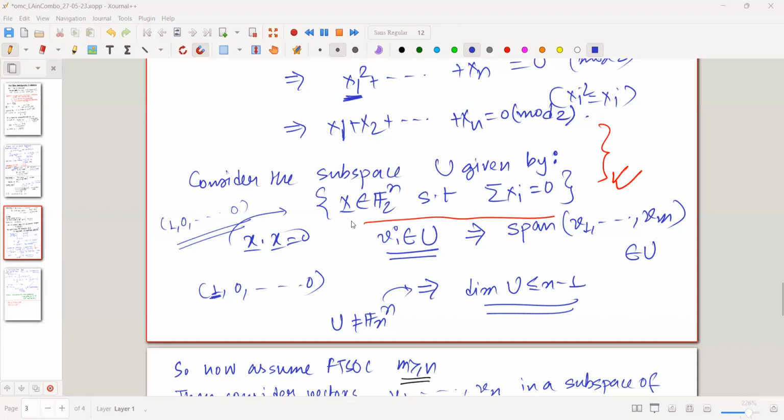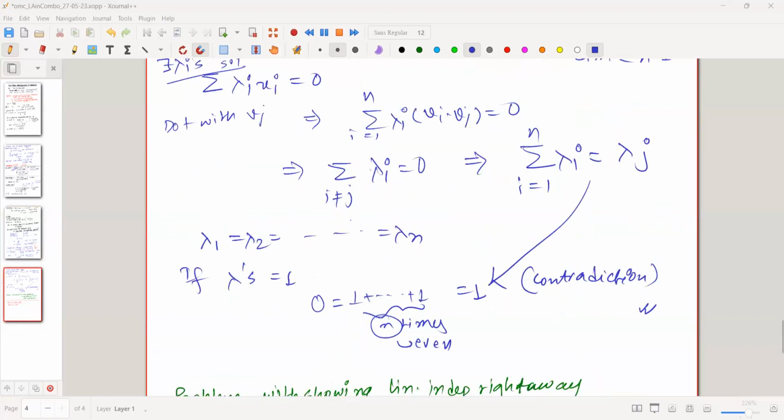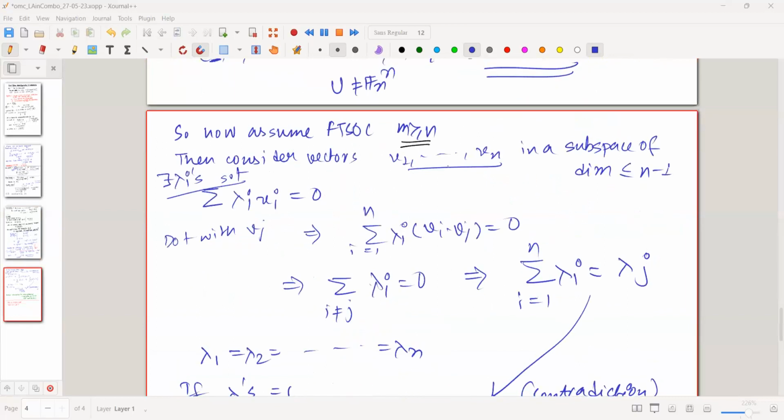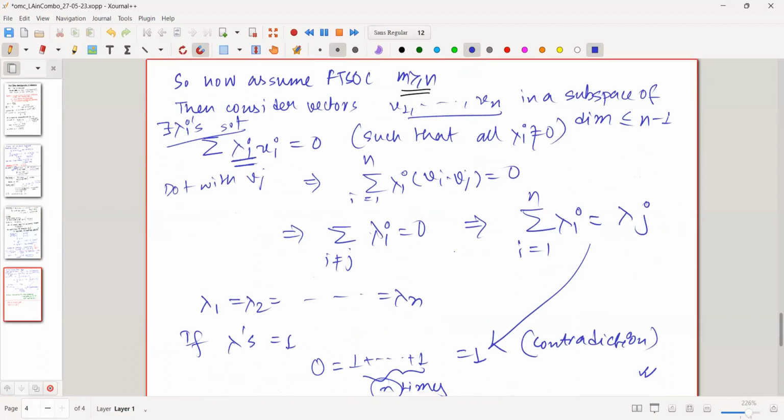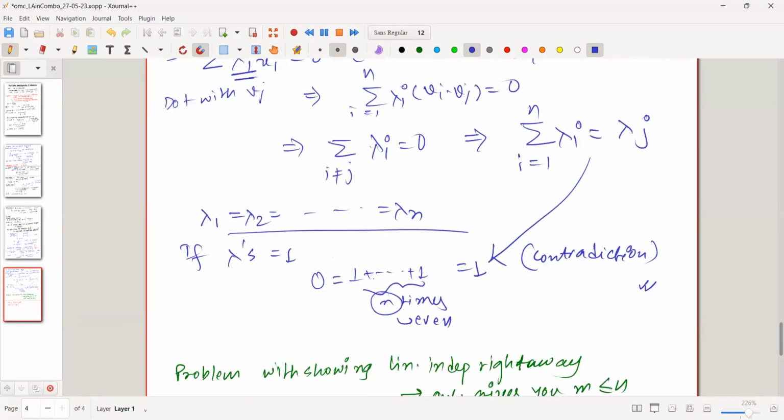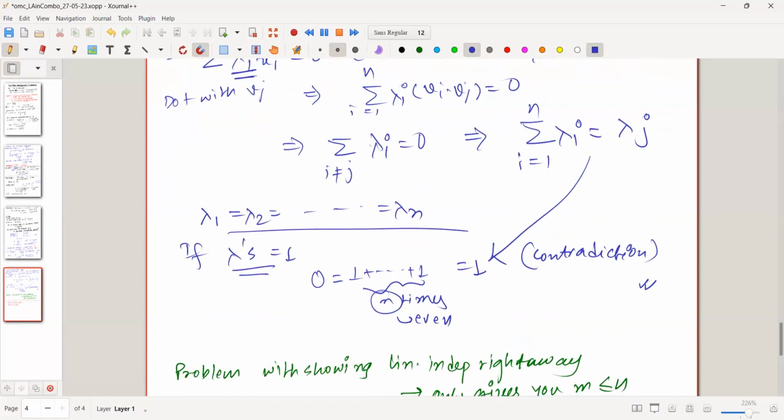So where is the contradiction here? We assume that they are linearly dependent, which means that there is some vector lambda such that lambda does not equal 0. First we prove that all the lambdas will actually have to be equal. They are not all 0, they will have to be all 1, because you're working in F2^n. I see, that makes sense. So just to clarify, if they were all equal to 1, okay.